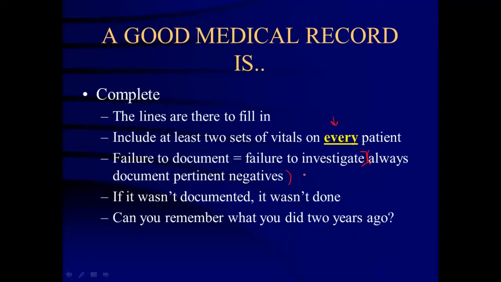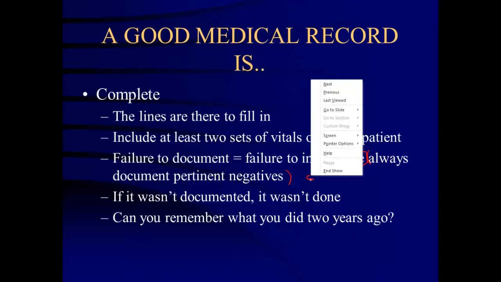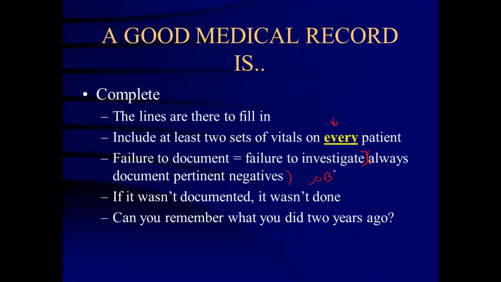One of the things that you should ask about is, do you have any associated shortness of breath? Yes, we use SOB as an abbreviation for shortness of breath. Just go with it. So any shortness of breath. Do you have any nausea or vomiting? And you have to document that they didn't have any. So you have to document your pertinent negatives as well. If it wasn't documented, it wasn't done.